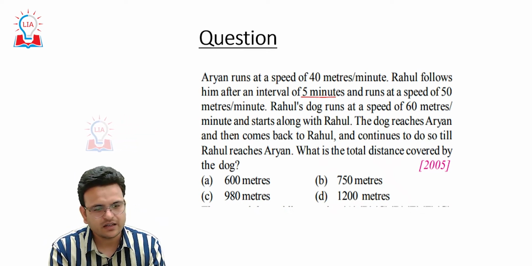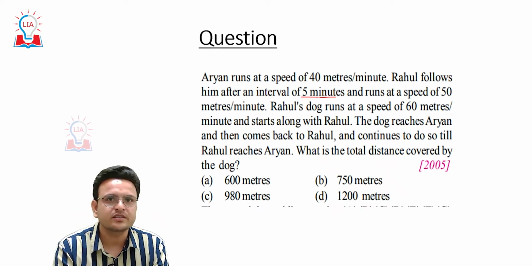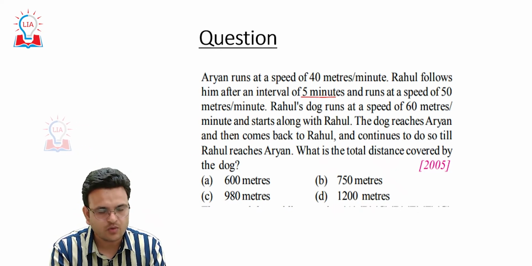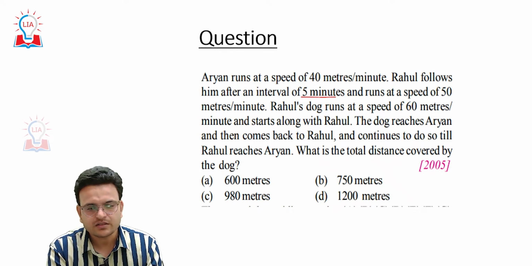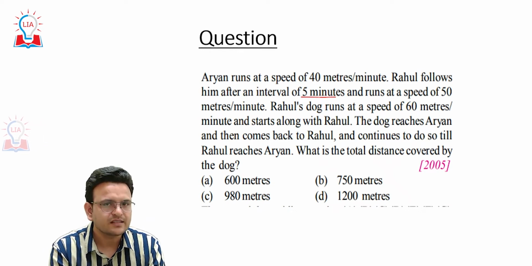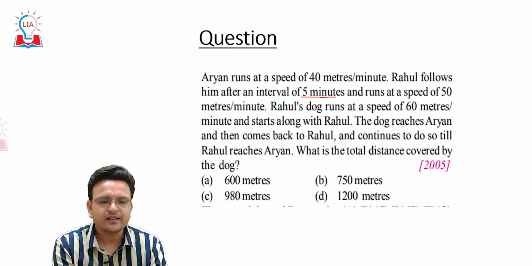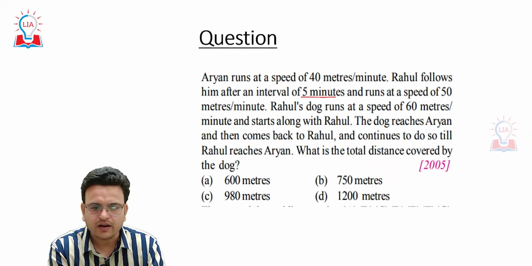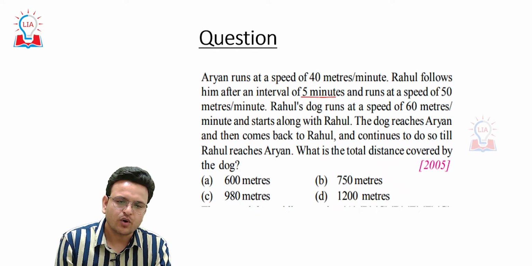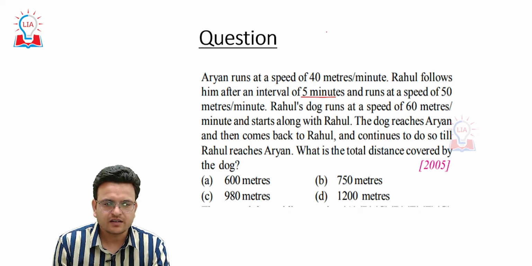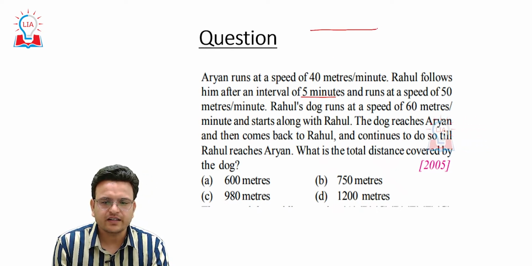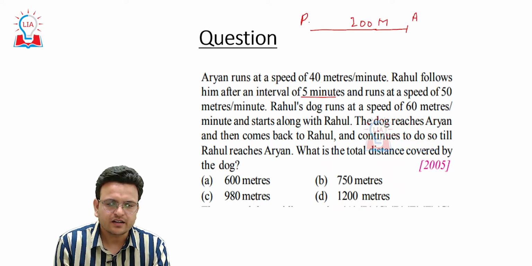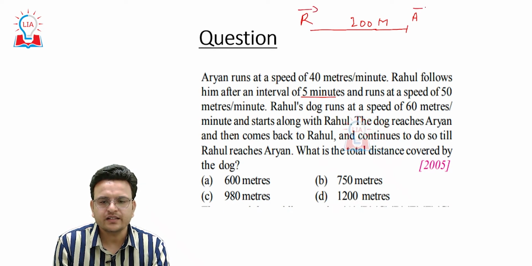That is a very, very beautiful question, and I will suggest you pause the video first, solve this particular question and then see the solution. Okay, Aryan runs at a speed of 40 meters per minute. Rahul follows him after an interval of 5 minutes. So how much distance will Aryan cover? Aryan will cover in 5 minutes around 200 meters. So Aryan is here, Rahul is here, both are moving in the same direction.